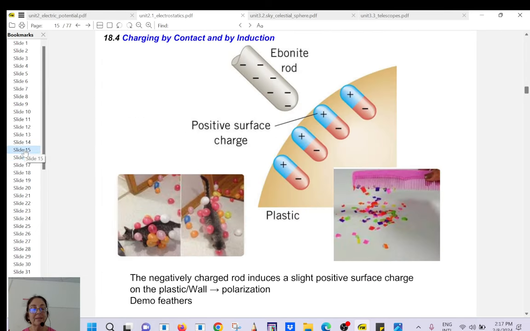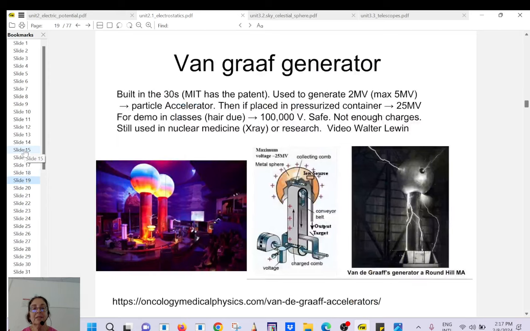It was developed in the 30s, sorry, at MIT, and it was used as a particle accelerator. So it was huge at the time. It's like my fly stick, except it's huge, but it works exactly the same way. You have a motor inside the base, you have rubbing happening, so charges will separate.